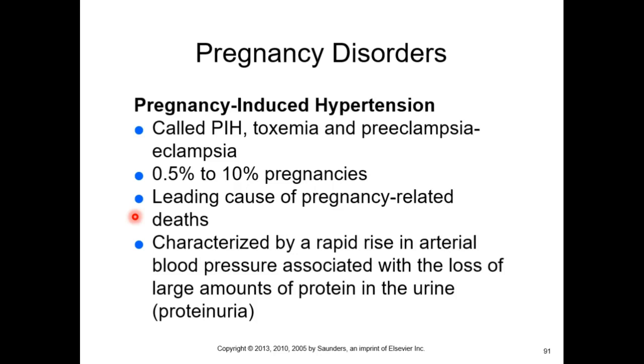So I mentioned some preeclampsia. Pregnancy-induced hypertension, toxemia, preeclampsia, and eclampsia, like I said, are very poorly understood. Leading cause of pregnancy-related deaths. Look at this completely useless statistic. Anywhere from 0.5 to 10% of pregnancies are impacted by pregnancy-induced hypertension. It's basically, we have no idea when you see a number like that.